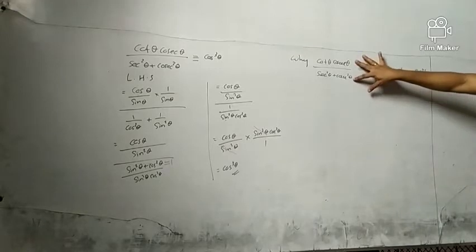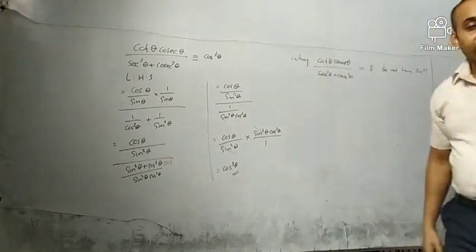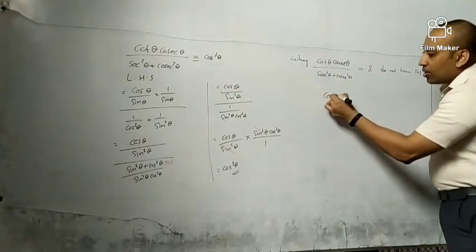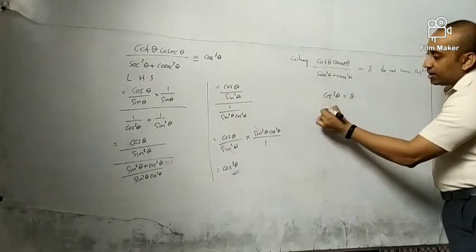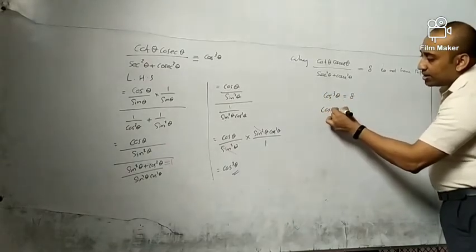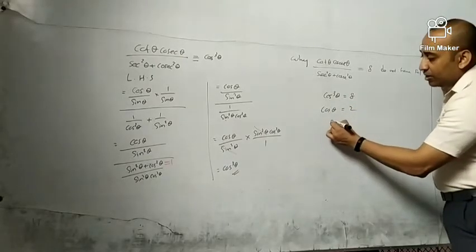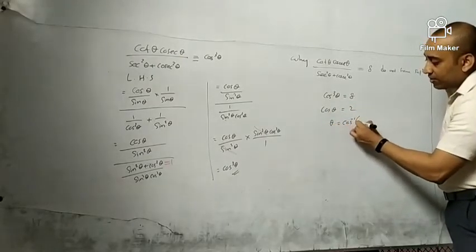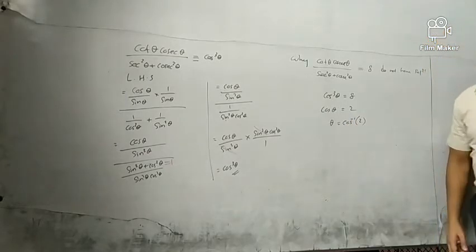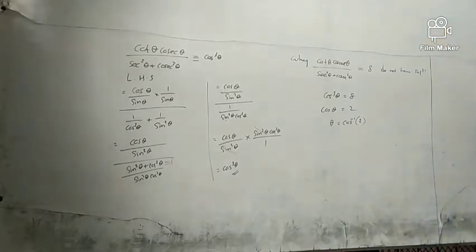We know that instead of this, we can use this part of it. So you can say cos cube theta equals 8. Then we know that cos theta equals the cube root of 8, which is how much? 2. Therefore, theta equals how much? Cos inverse 2. This answer does not exist.